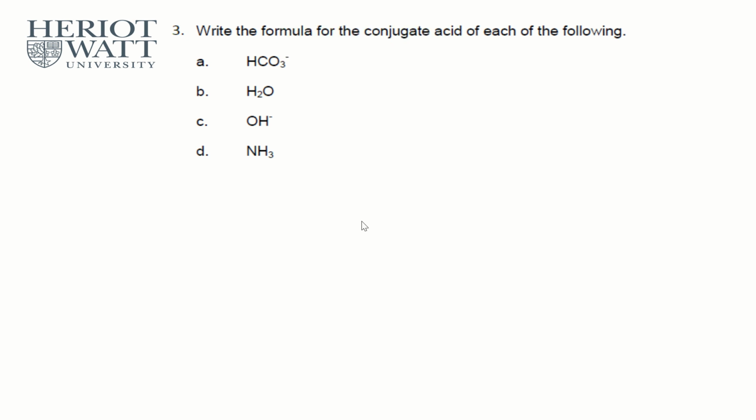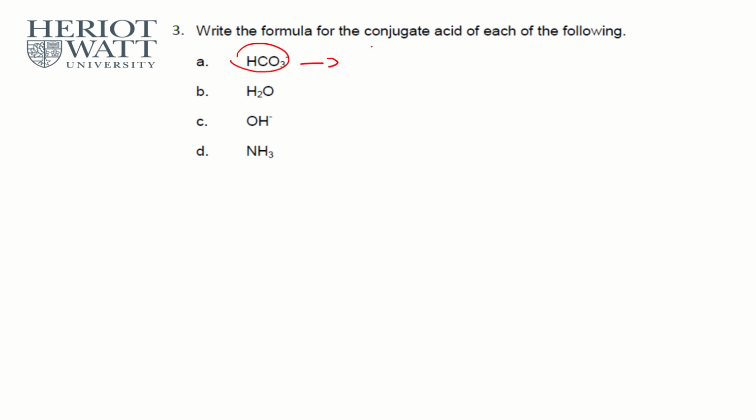Okay, let's continue. Write the formula for the conjugate acid of each of the following. So what is the conjugate acid for each of the following? A conjugate acid is formed from a base, right? From a base, it accepts a proton and turns into a conjugate acid. So what will be the formula for the conjugate acid for each of the following? Which means all of these act as a base by accepting a proton, then turn into a conjugate acid. So very simple.